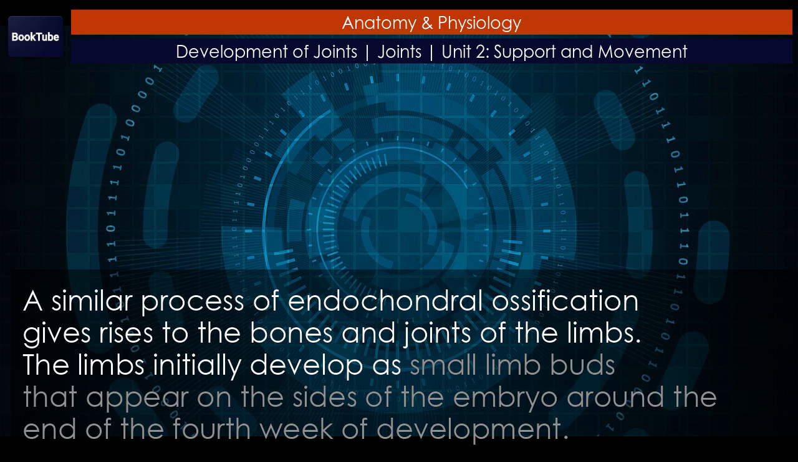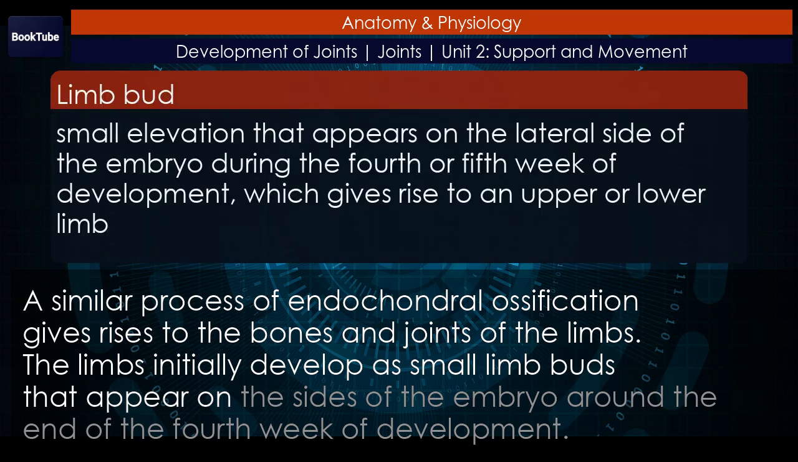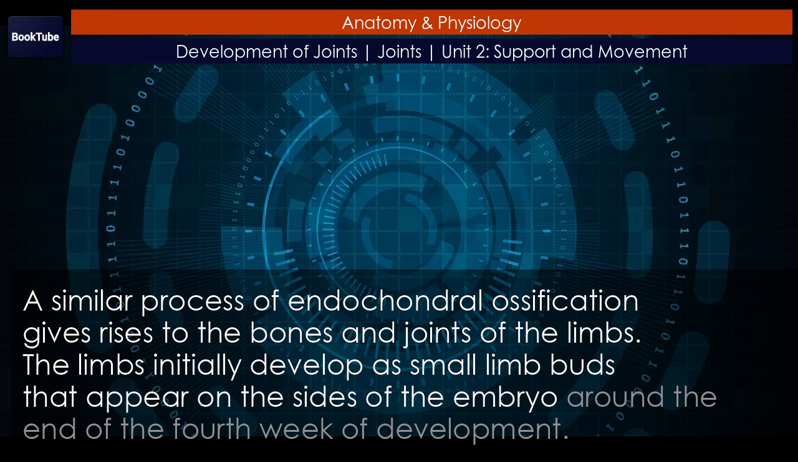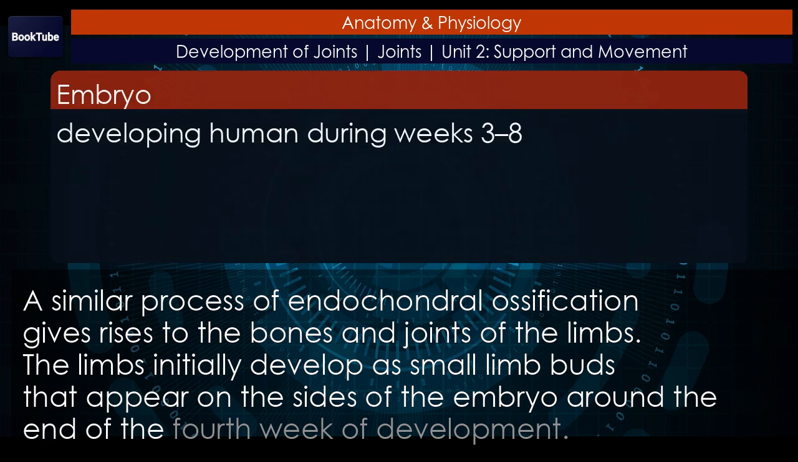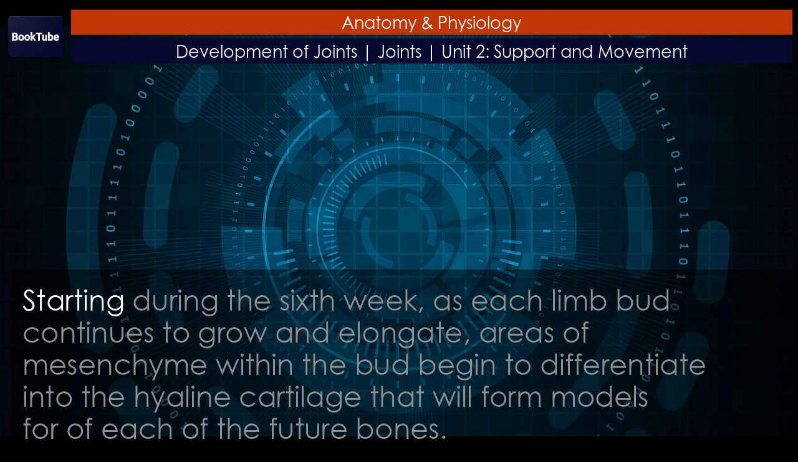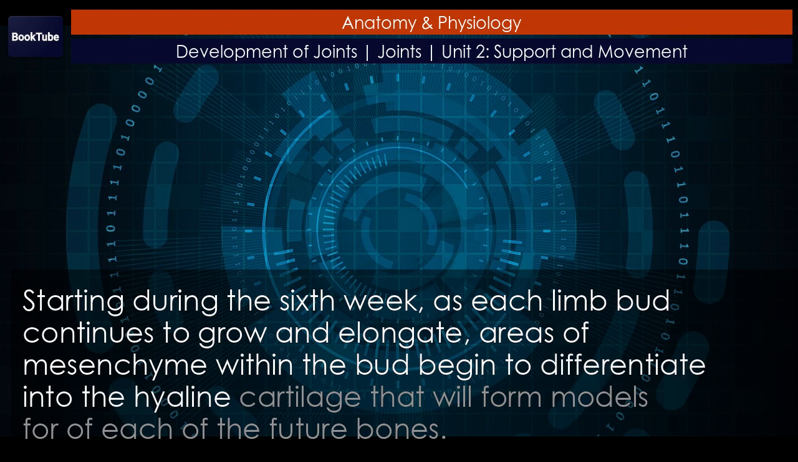The limbs initially develop as small limb buds that appear on the sides of the embryo around the end of the 4th week of development. Starting during the 6th week, as each limb bud continues to grow and elongate, areas of mesenchyme within the bud begin to differentiate into the hyaline cartilage that will form models of each of the future bones.